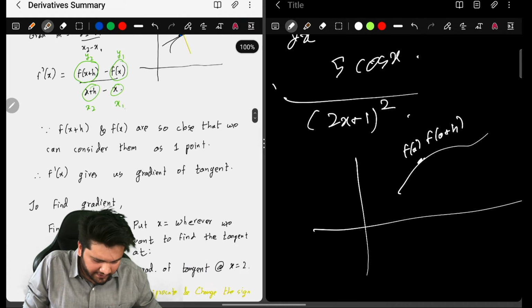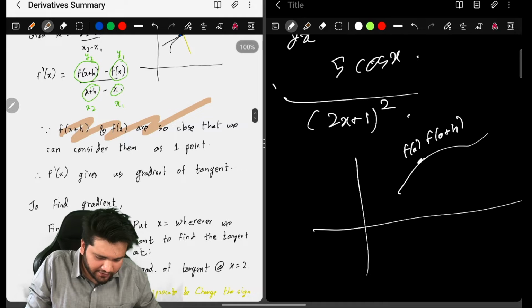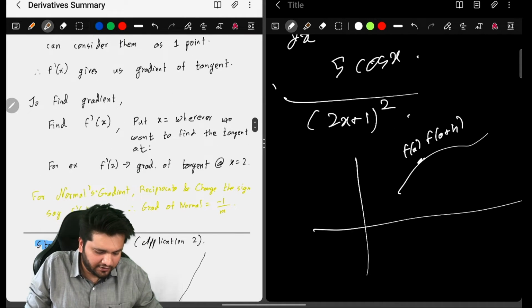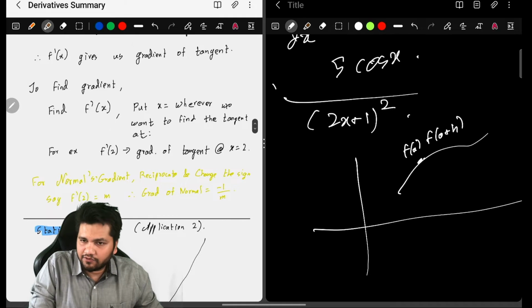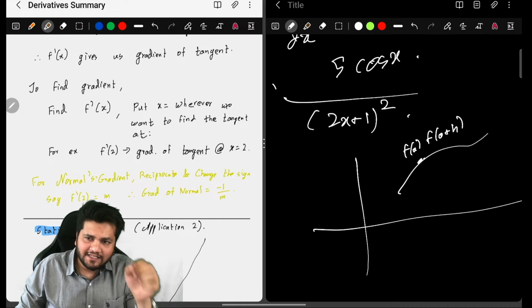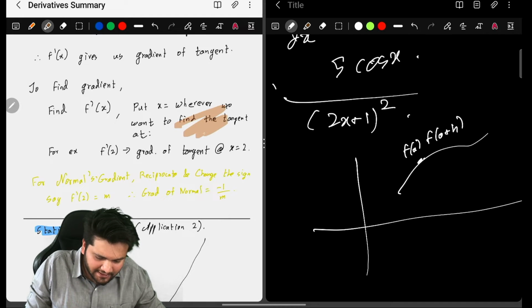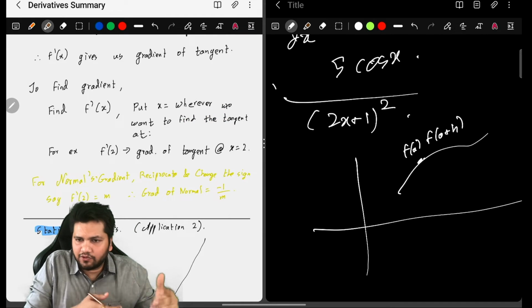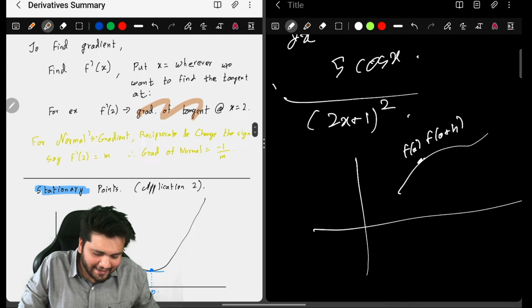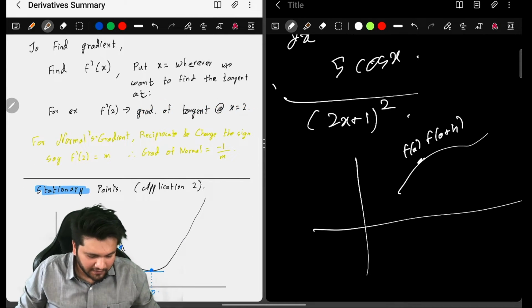So that's what I've written. Since f of x plus h and f of x are so close that we can consider them as one point, therefore f dash of x gives us the gradient of the tangent. To find the gradient in any of the questions, we are just going to find f dash of x and put in the x value wherever we want to find the tangent. For example 2, 3, 4, 5, 6, 7, whatever you want, you'll just put it. So we'll get the gradient of the tangent at x equals 2.